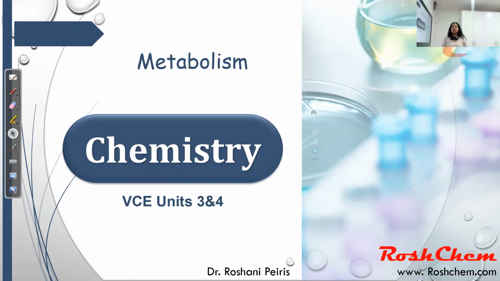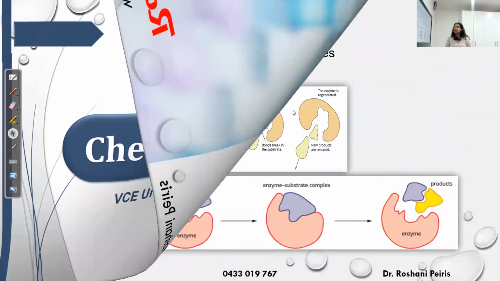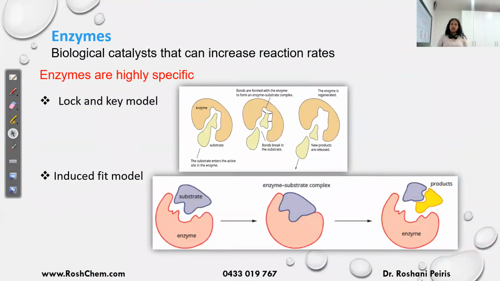In this video, I'm summarizing the lesson metabolism. Okay, first we will look at enzymes. So enzymes are biological catalysts that can increase the reaction rates. So enzymes are highly specific when you compare with the normal inorganic catalysts.